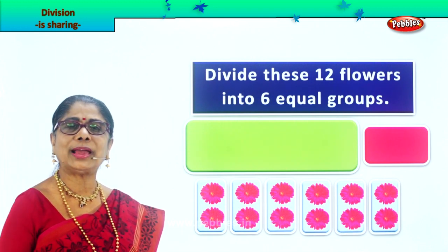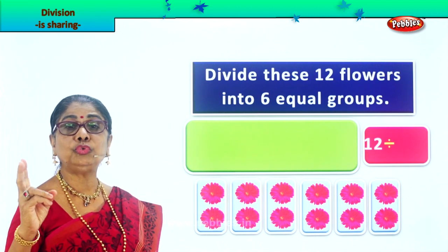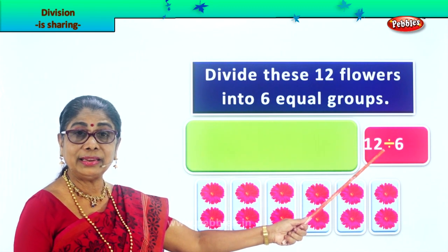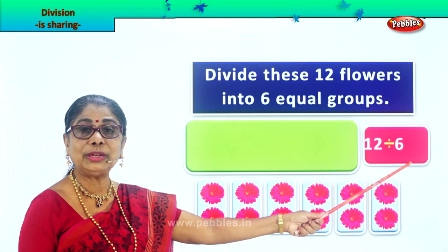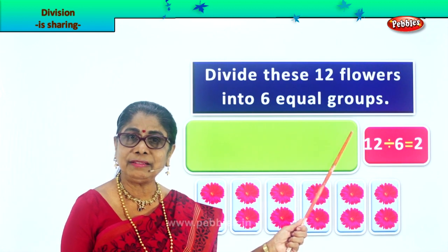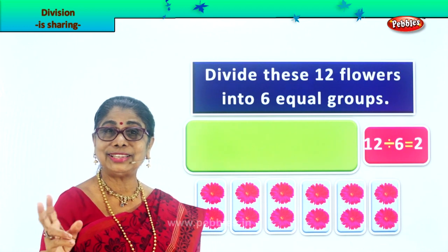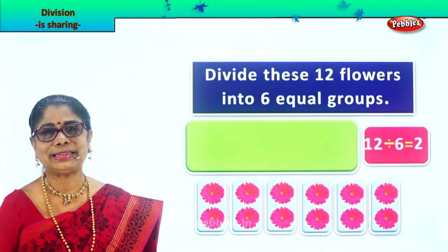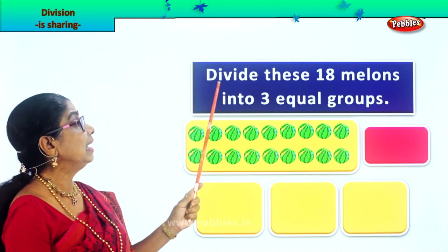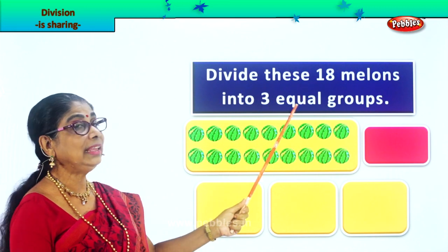When you write the sum, you write 12 divided by 6 equal to 2. Those are the 2 flowers. So we write 12 flowers divided into 6 trays equal to, each tray has 2 flowers. Your answer is 2. So 12 divided by 6 equal to 2. Did you enjoy? Let's look at another sum. Let's read together. Divide these 18 melons into 3 equal groups.